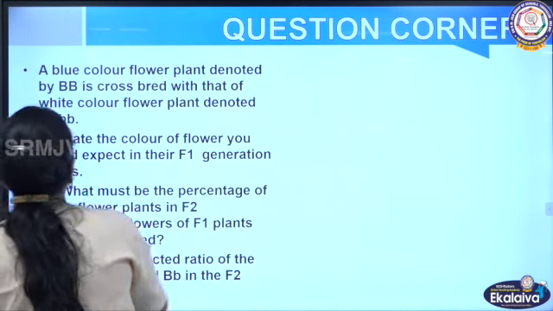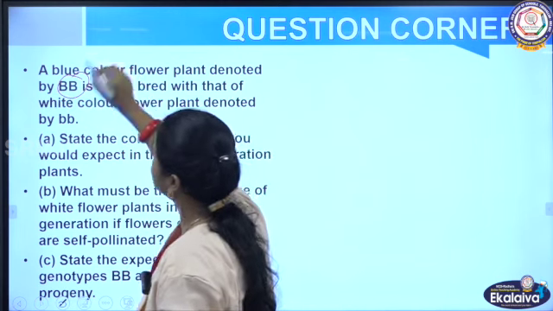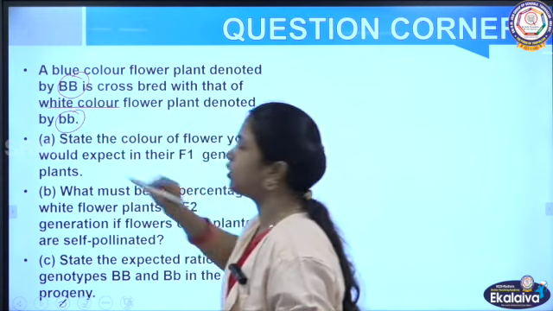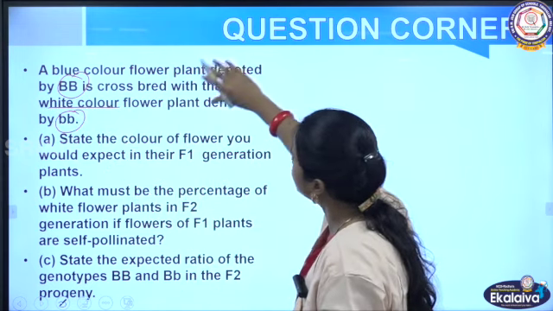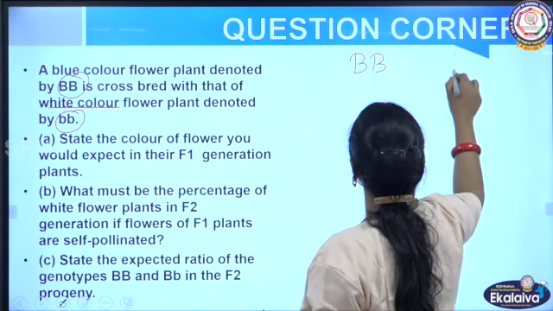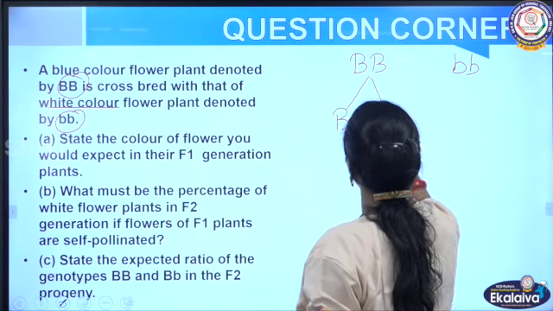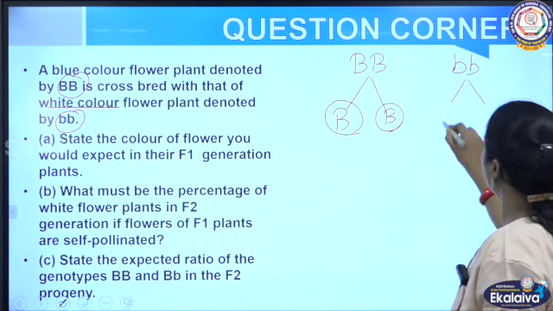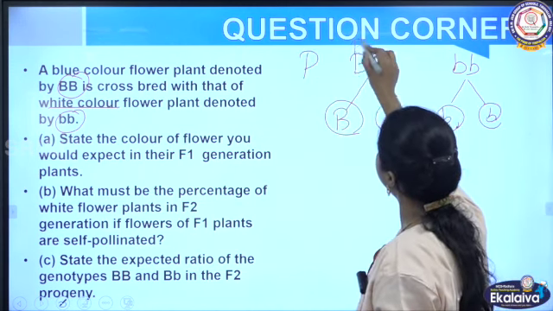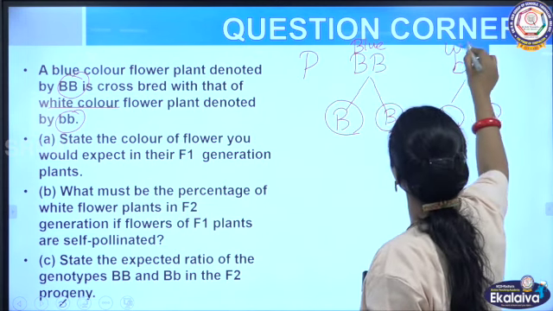First let me read the question. A blue color flower plant denoted by capital B, capital B, so it is dominant, is crossbred with that of white color, small b, recessive. Whenever the question is like this for a cross, first let us complete the cross. Capital B, small b. Pull out the gametes, capital B, encircle it, and then small b, again encircle. Write here parents and write the phenotype, blue, and this one white.